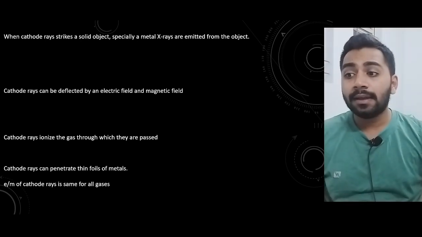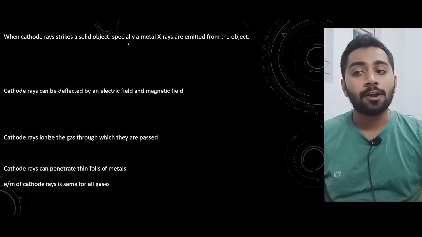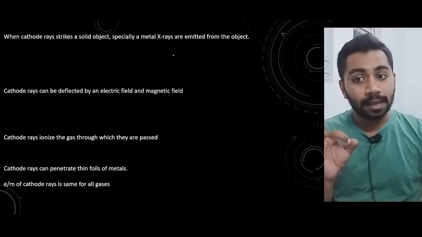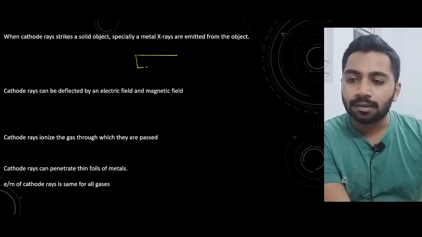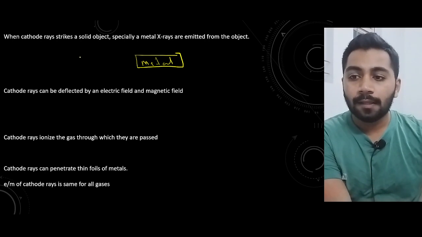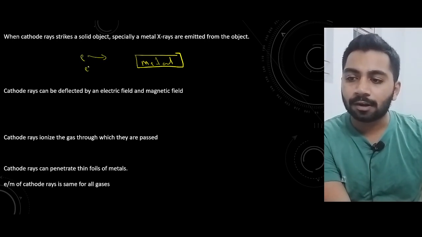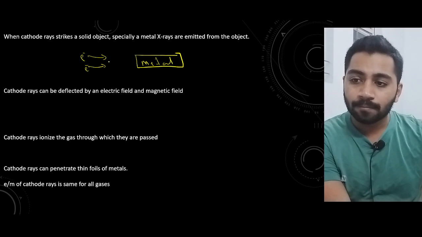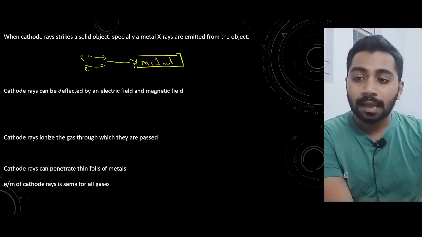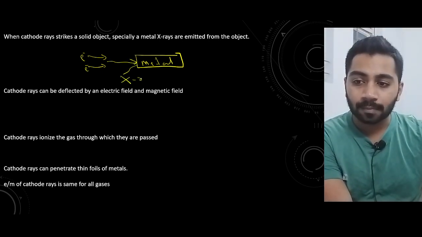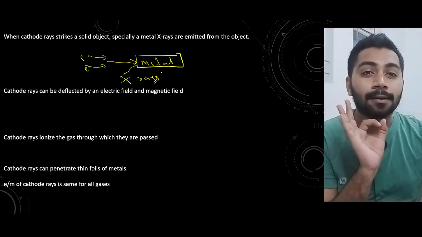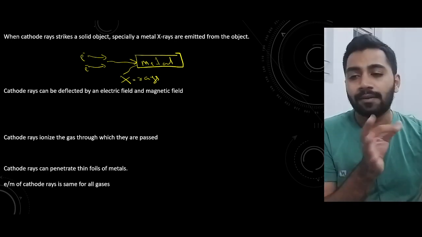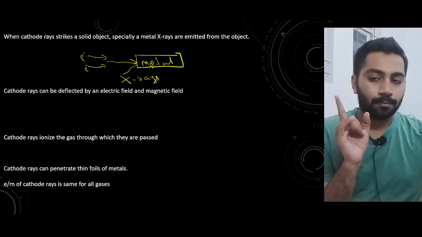Now the next point: when cathode rays strike a solid object, especially a metal, X-rays are emitted. Very simple. See, I want to explain this. Imagine this is your metal. Cathode rays, which means a stream of electrons, when they strike the surface of the metal, emit X-rays. Who invented X-rays? Röntgen. Very simple point, but important.